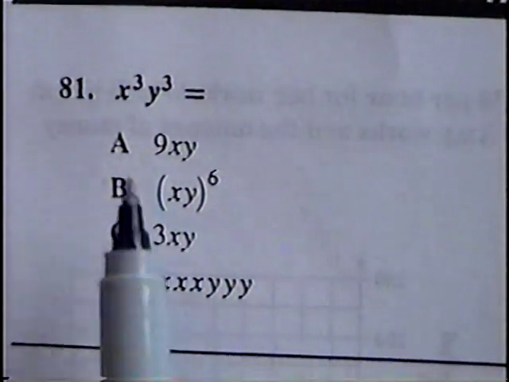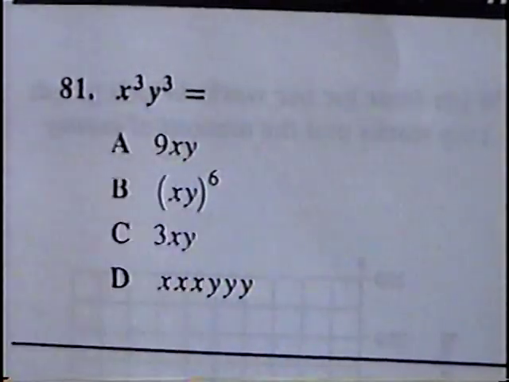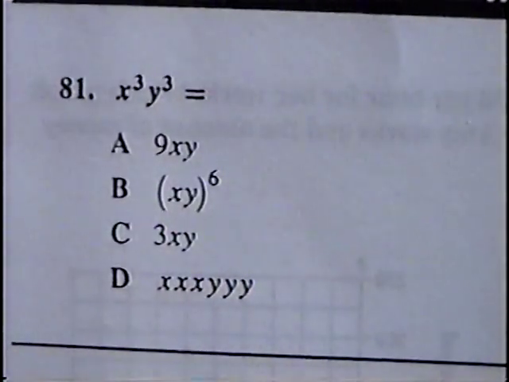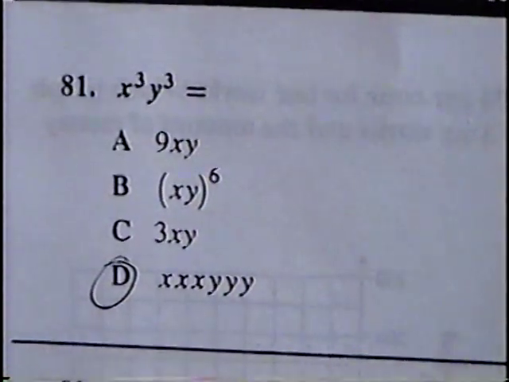For this question, we have x to the third power and y to the third power. X to the third means that there's 3 x's, and y to the third means that there's 3 y's. The only answer, D, has 3 x's and 3 y's.